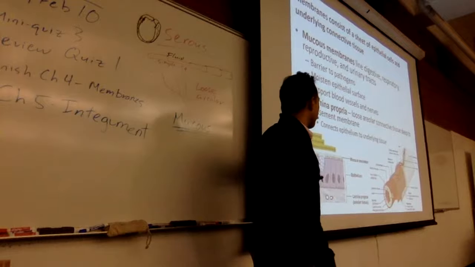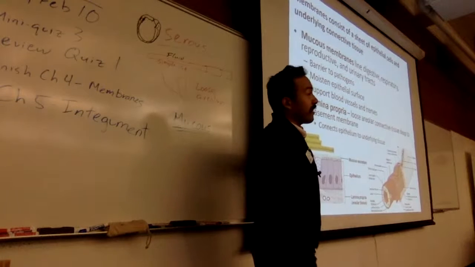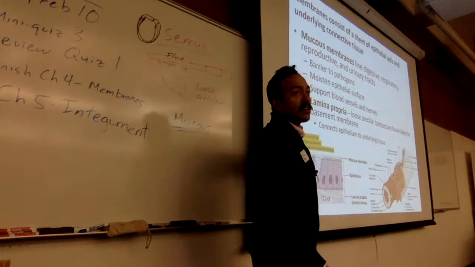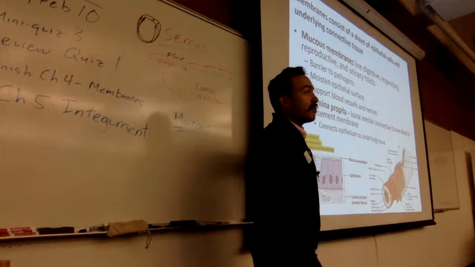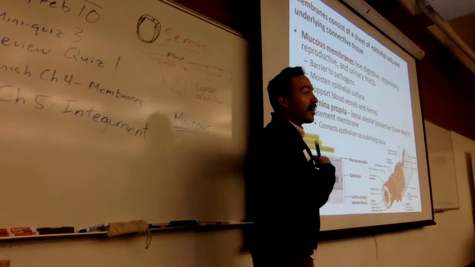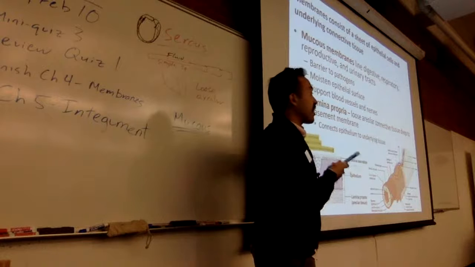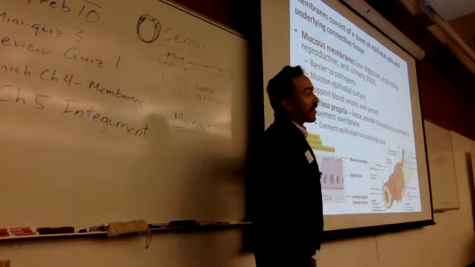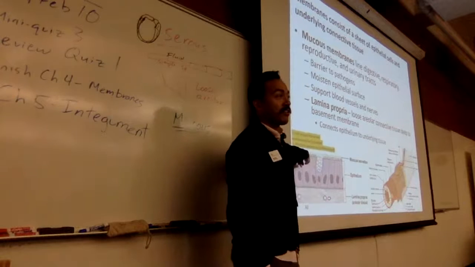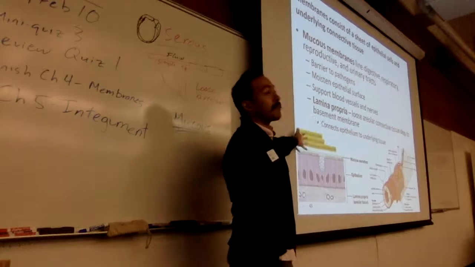So shown here is simple columnar. It could be pseudostratified columnar. Can anyone remember a major organ that has pseudostratified? That's transitional. Stomach is simple. Trachea. Esophagus is stratified. Or it could be stratified, non-keratinized stratified squamous. So it just depends.